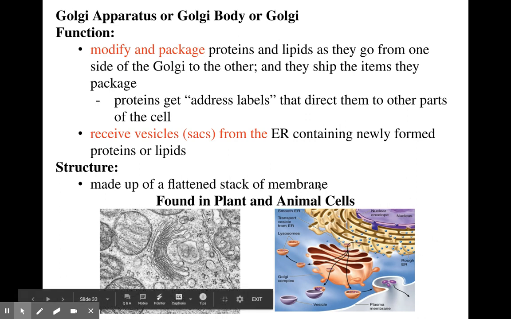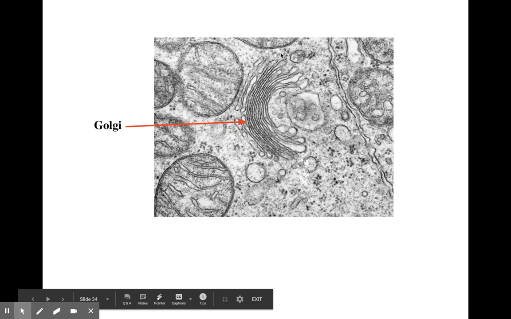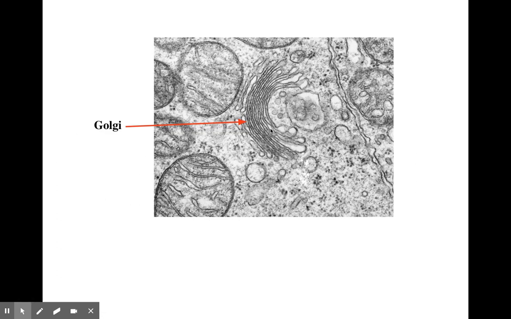And the structure is very flattened. See here? It looks like it's really flat. This is the Golgi. It's a little different looking than the endoplasmic reticulum. So again, just a real flat structure here, the Golgi.